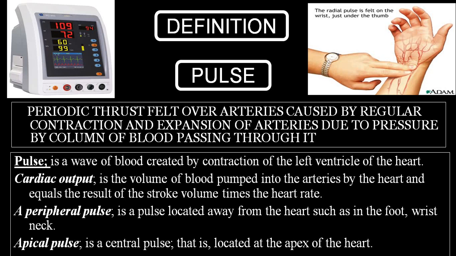Pulse is a periodic thrust which is felt over an artery by a palpating finger due to contraction of the ventricle, that is ventricular systole. Ventricular systole results in blood flow in an artery, and that produces expansion of the artery due to pressure by the blood column when it passes through the artery. This thrust that you feel is called a pulse.